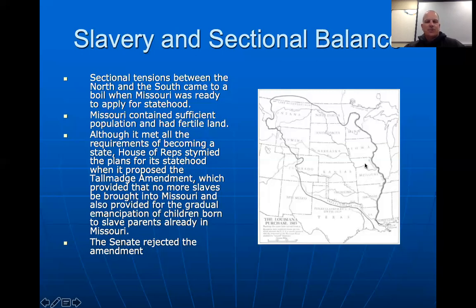The rest of Missouri up here, the weather was too cold, the climate wasn't right for them to grow cotton.